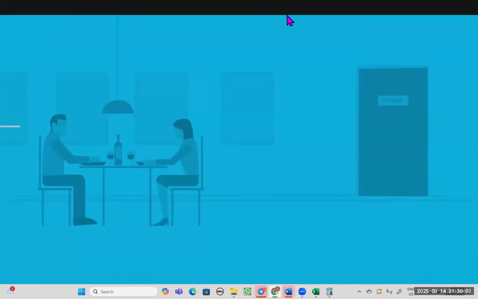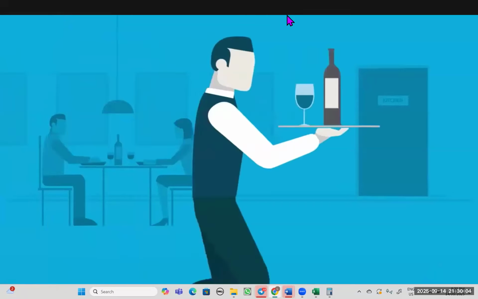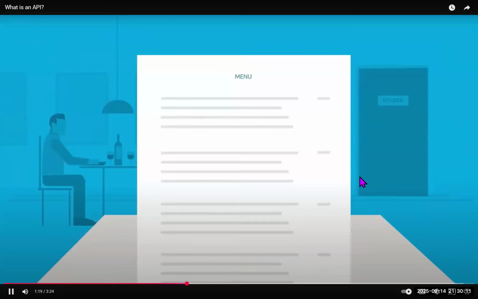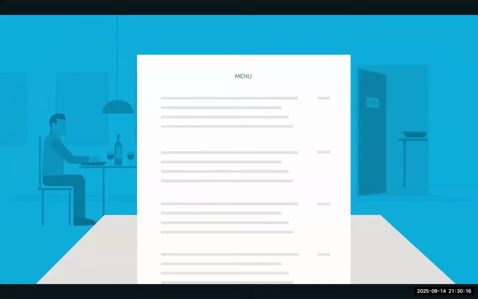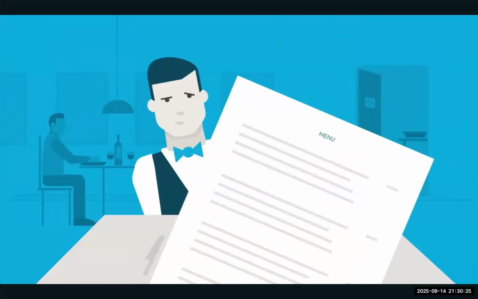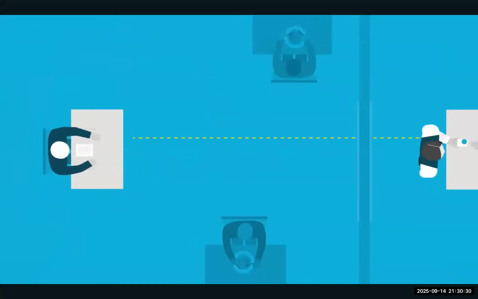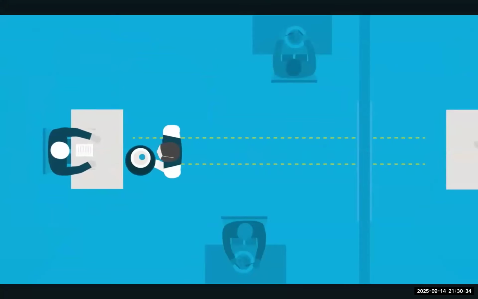To give you a familiar example, think of an API as a waiter in a restaurant. Imagine you're sitting at the table with a menu of choices to order from, and the kitchen is the part of the system which will prepare your order. What's missing is the critical link to communicate your order to the kitchen and deliver your food back to your table. That's where the waiter, or API, comes in. The waiter is the messenger that takes your request or order and tells the system, in this case the kitchen, what to do, and then delivers the response back to you, in this case, food.